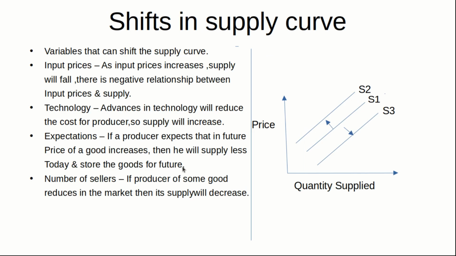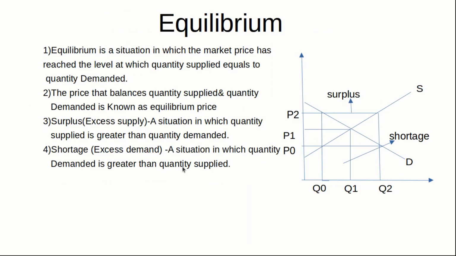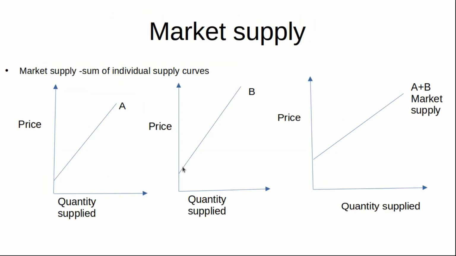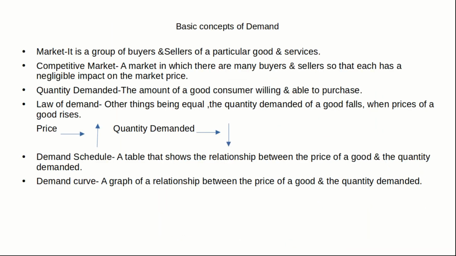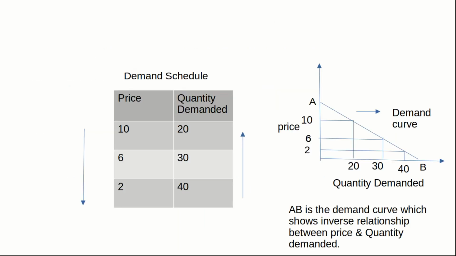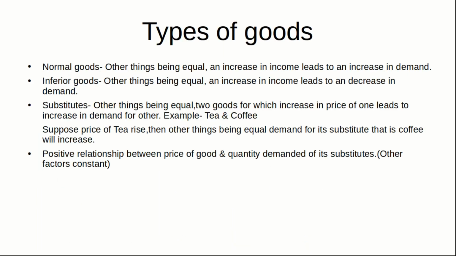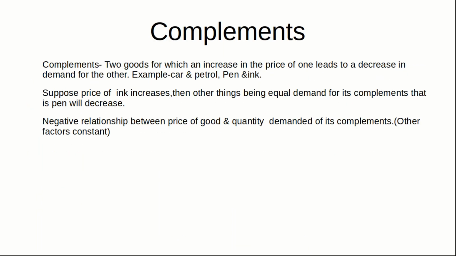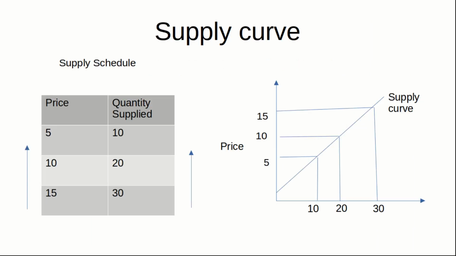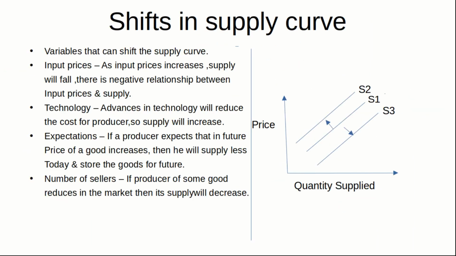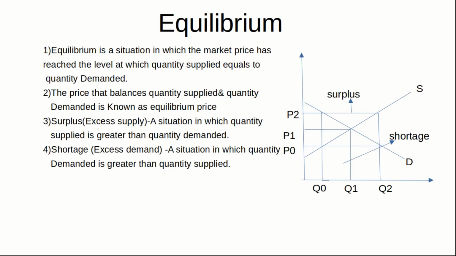Now we'll do a quick revision. What we learned today in this lecture: basic concepts. What is the law of demand? What is a demand schedule? What is a demand curve? Market demand curve. Types of goods: normal good, inferior, substitutes, complements, shift in demand. This is very important. Expansion and contraction in demand. Supply curve, market supply, shift in supply. What are the variables that cause a shift in supply? Basically, equilibrium. So, we meet in the next session.